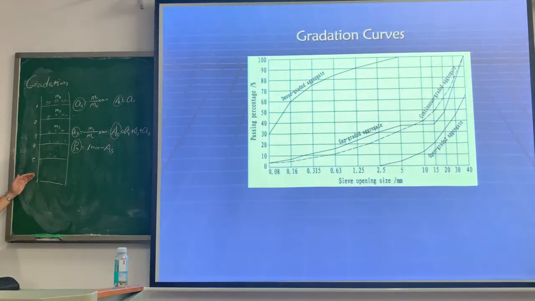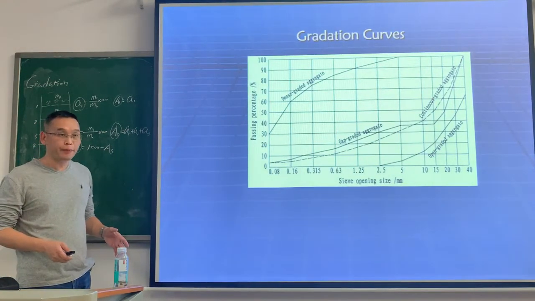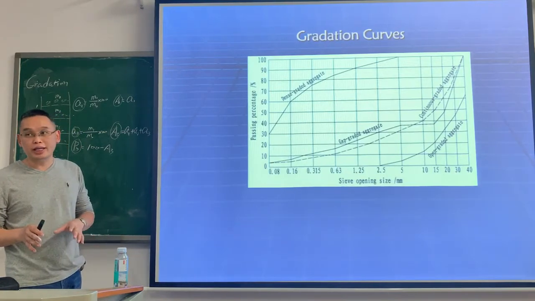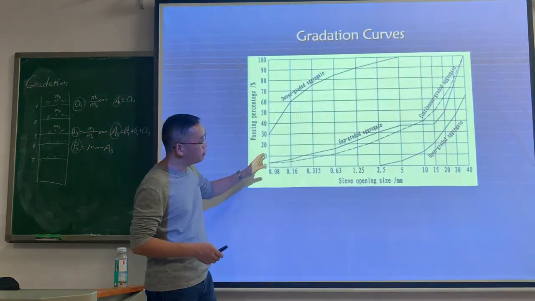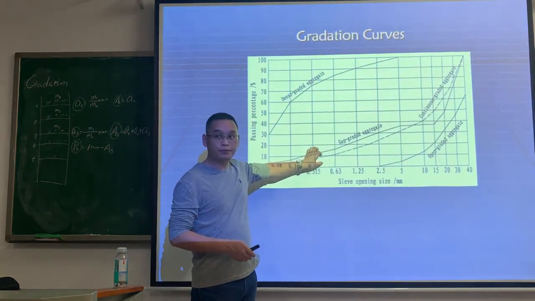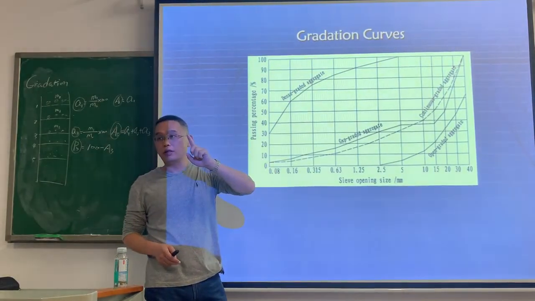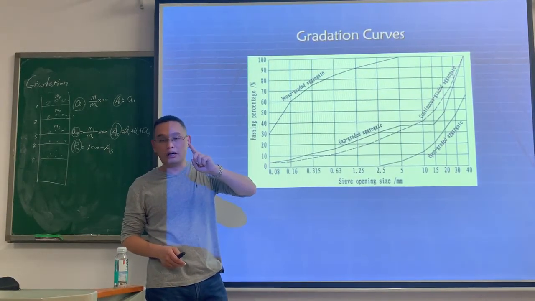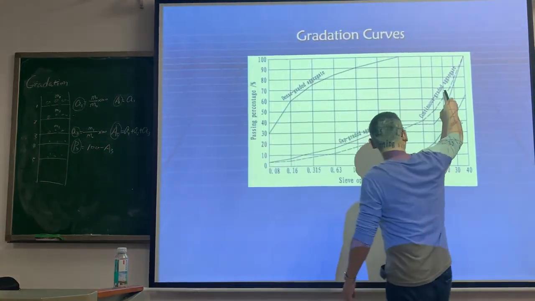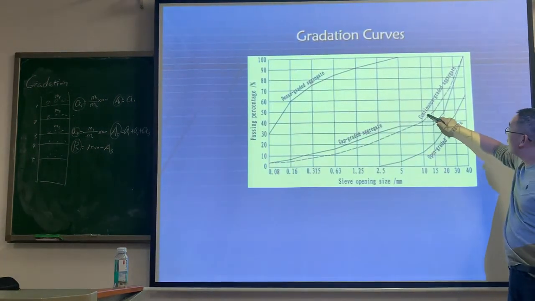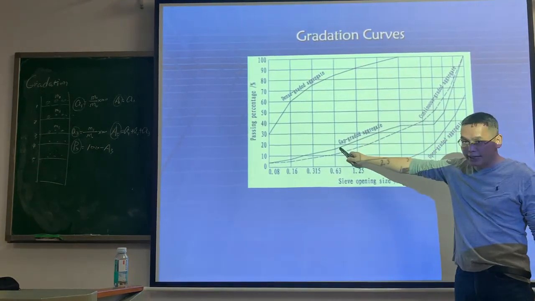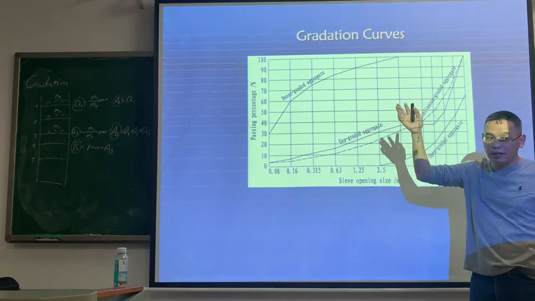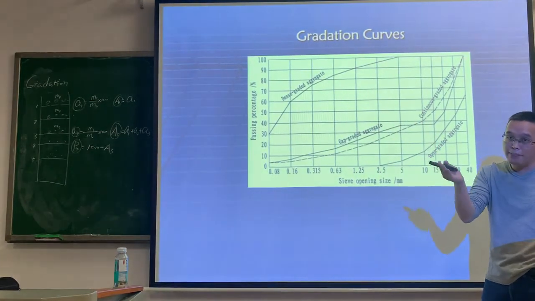After the sieve analysis, we can get the gradation of the aggregates. How to express the gradation? We can use this kind of curve. This is the gradation curve. There are two typical gradation curves. The first one is continuous graded aggregate. The second one is gap graded.